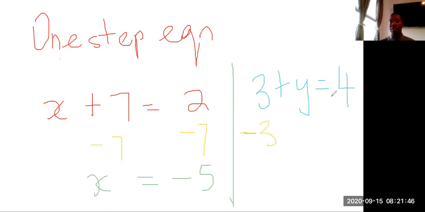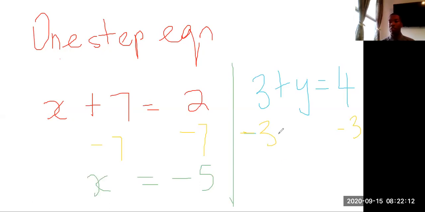Now, whatever I do on one side, I have to do it to the other side. Keep in mind, or take notice, that I didn't put my minus 3 underneath my y, because that's not the one I'm trying to get rid of. I'm trying to get rid of the 3, so I put it underneath the 3. And I put a minus because the 3 up top was positive. That's the additive inverse. You do the opposite. Remember we talked about the inverse yesterday? This is what it is.